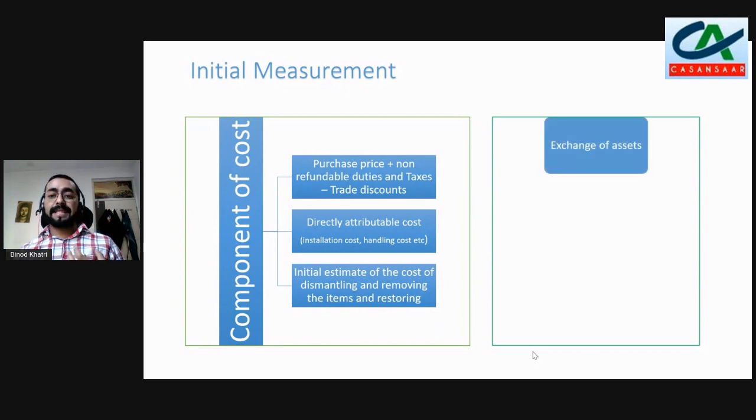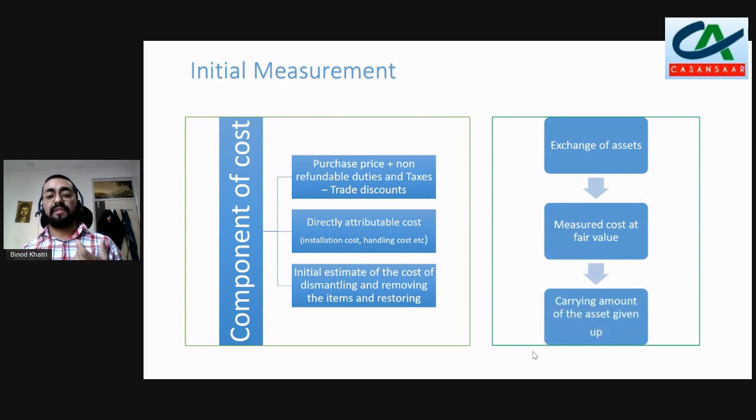And what if we are exchanging an asset? We are not buying any asset, but instead we are exchanging it for another existing asset. In that case, cost should be measured at fair value. If we know the fair value of that asset, we'll measure cost at fair value. And if fair value is not available, we'll use the carrying amount of the asset given up as the initial measurement or initial cost for that asset.